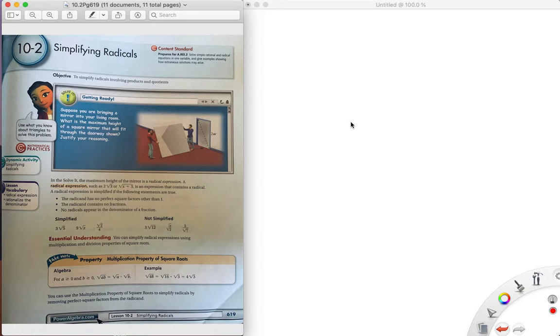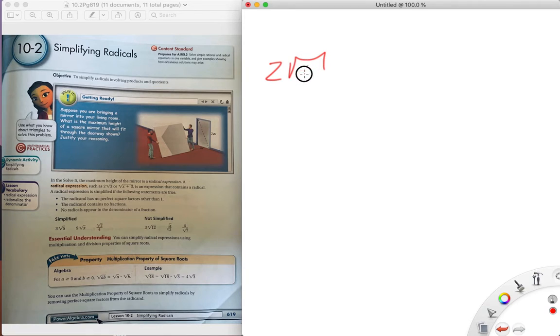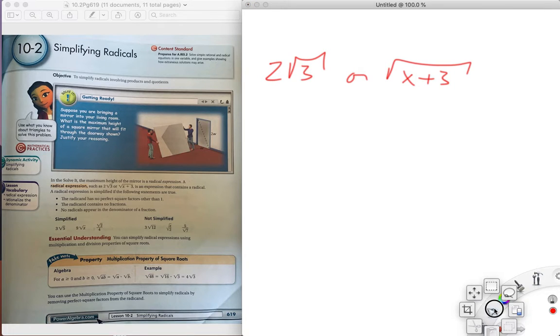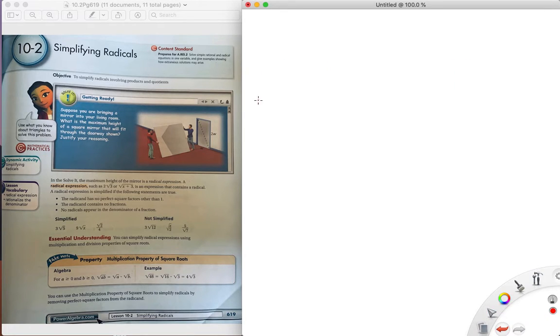Radical expressions can be things that look like this, or things that look like this, where you have your radical either being multiplied by some number, a coefficient, or being added or subtracted by something inside the radical symbol, or the radicand. And they had to have three conditions to be considered simplified.